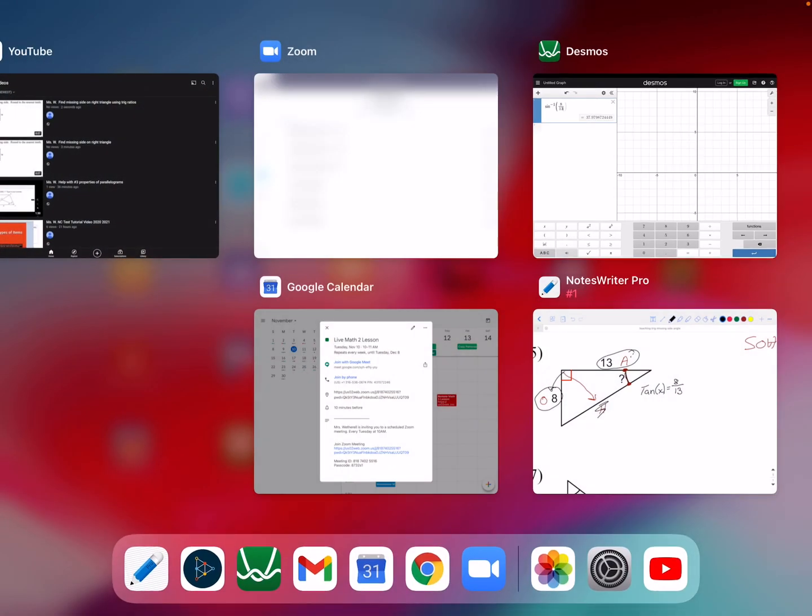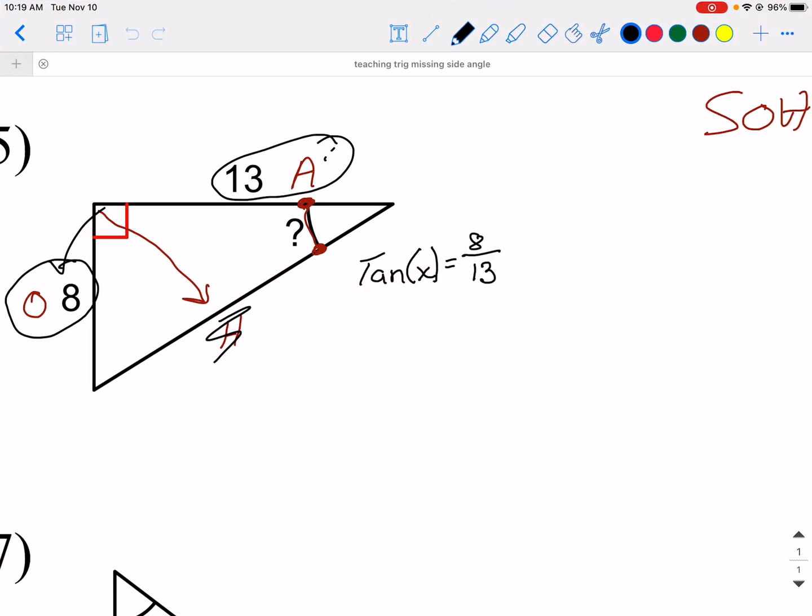So for this particular problem, the missing value is 38, and we're talking about degrees because we're talking about an angle.